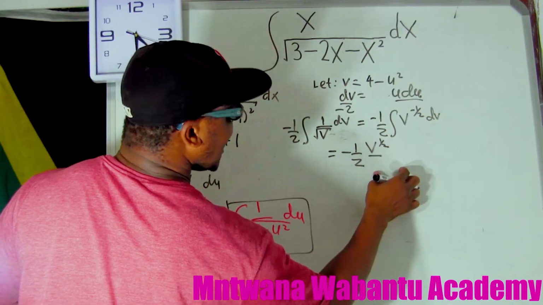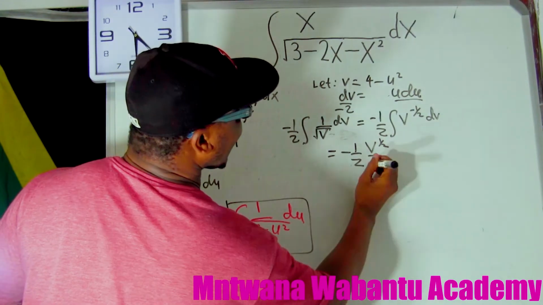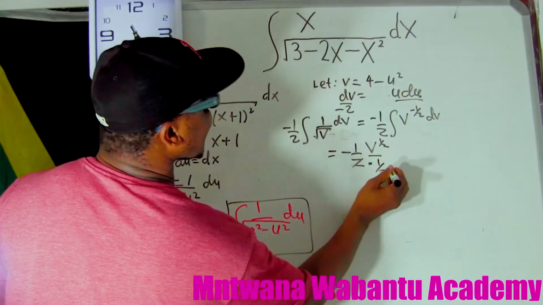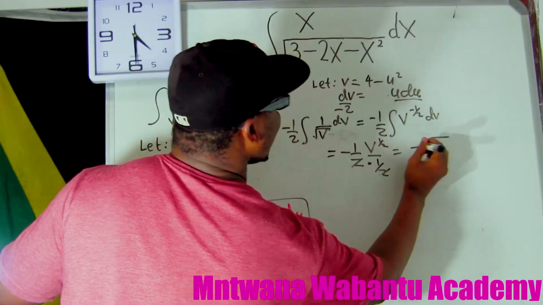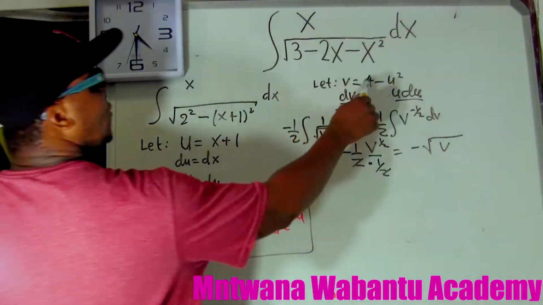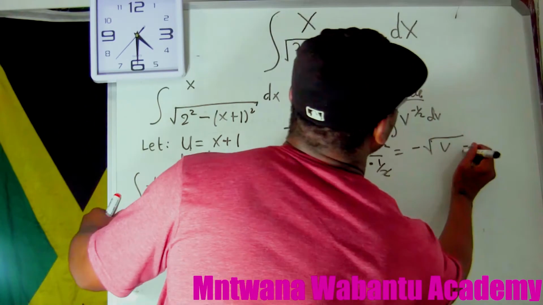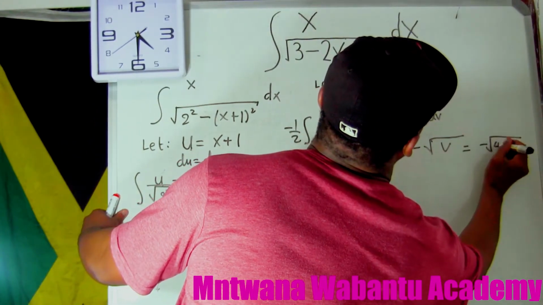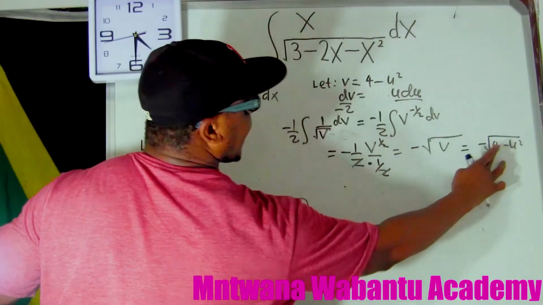The same thing we did here, because you take negative a half plus 1, negative a half plus 1 at the denominator, which is going to give us what? Positive a half. This and this cancel. So this is negative, v square root, because a half is like square root of v squared. And what is our v? We bring it back. v equals 4 minus u squared. So this is equal to negative square root of 4 minus u squared.